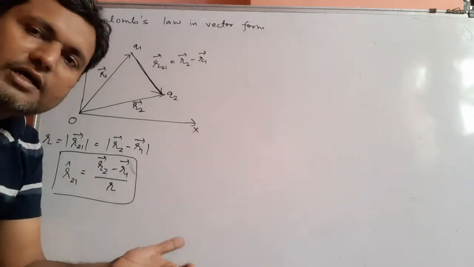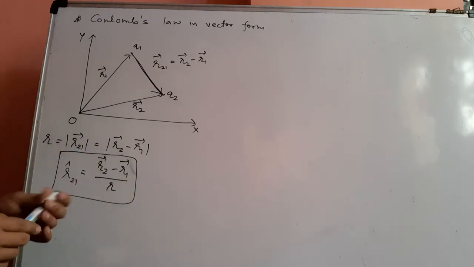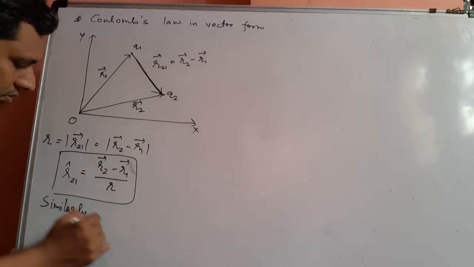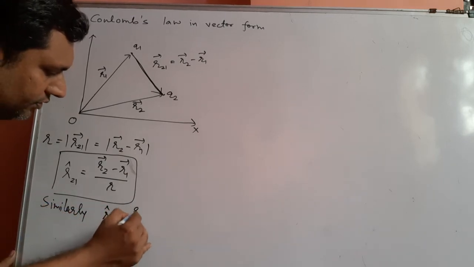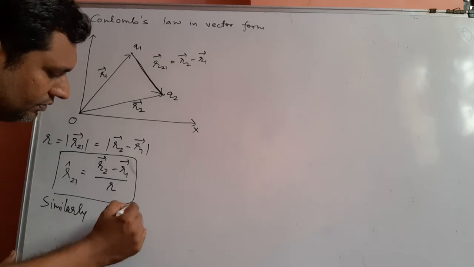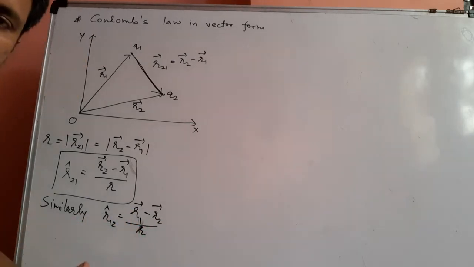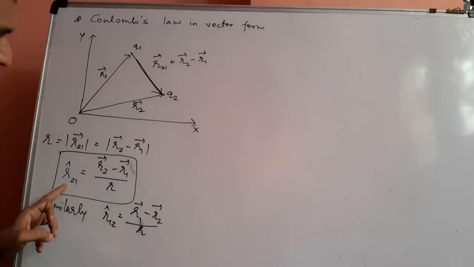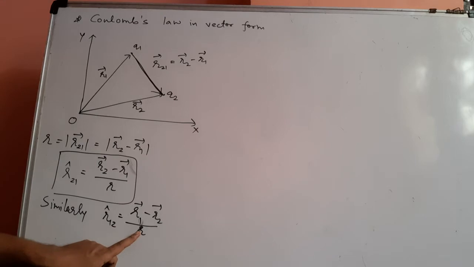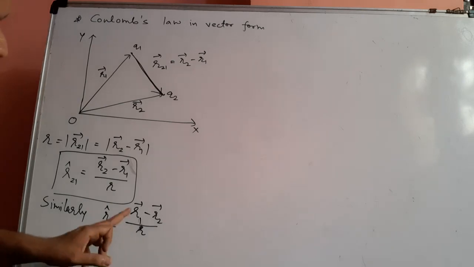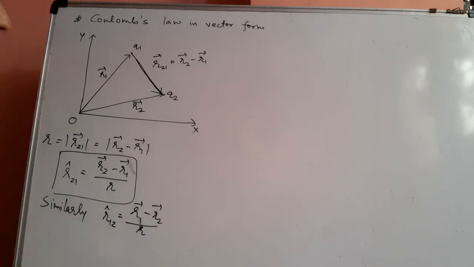In this way we can also write r12 cap, which will be the opposite. Similarly, r12 cap is equal to r1 minus r2 upon r. The magnitude of the separation will be the same, so there is no change in it. But here it was r2 minus r1, and this is r1 minus r2. The symbol is r12, while the other is r21. This is the magnitude r, and this is r12 cap.